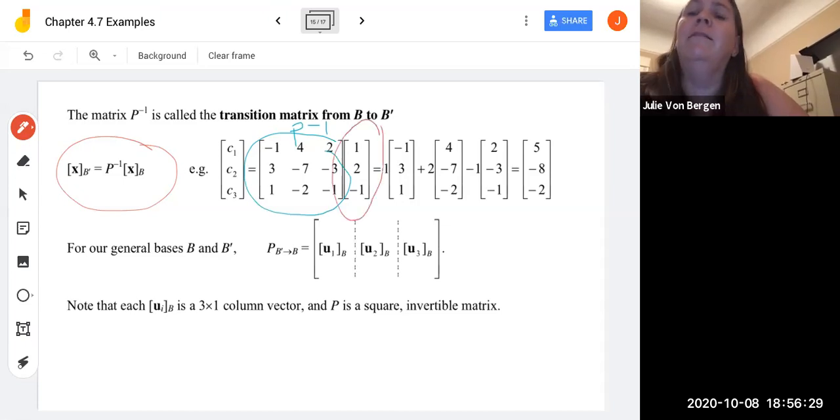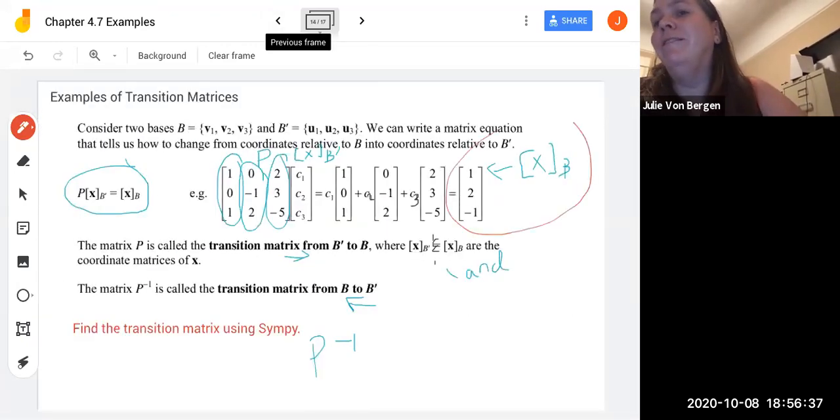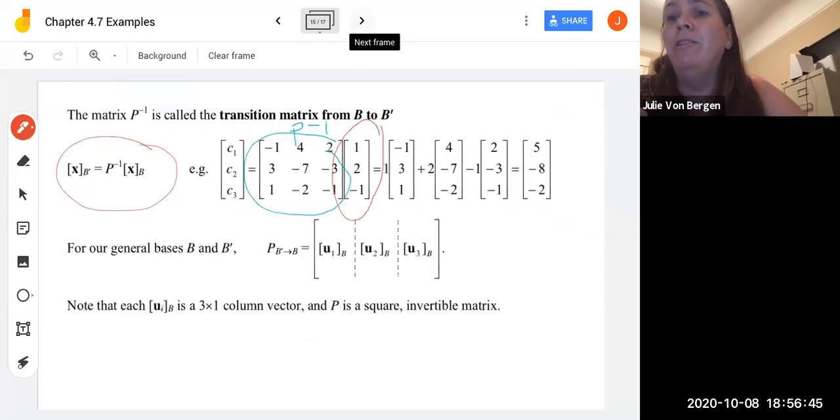So that's this column matrix corresponding with the vector 1, 2, -1. And that came from our equation in the previous slide. That was what our initial equation was equal to, x relative to the basis B. So now to calculate our transition matrix, we take P inverse multiplied by our column matrix 1, 2, -1.